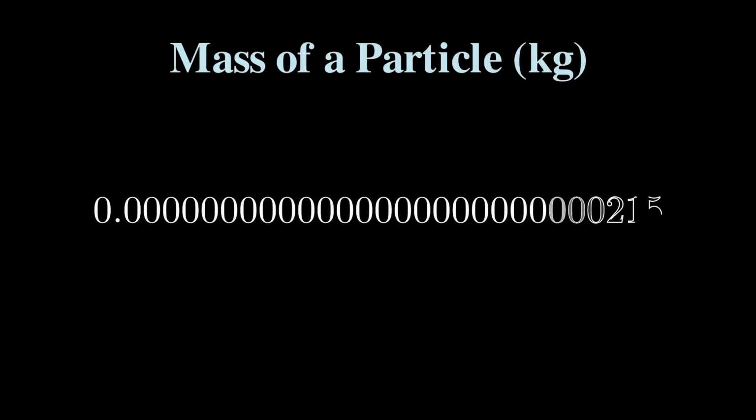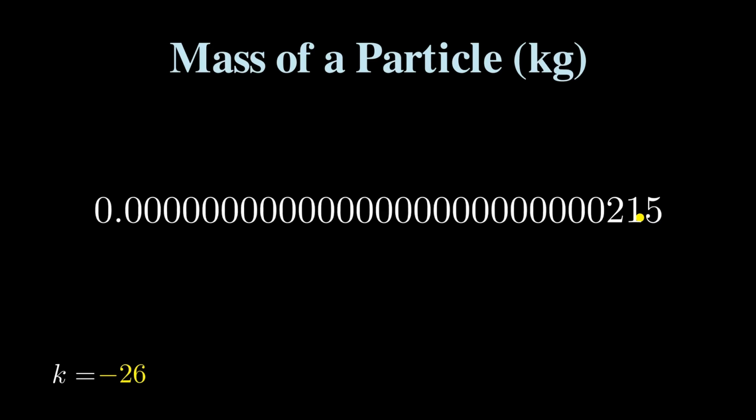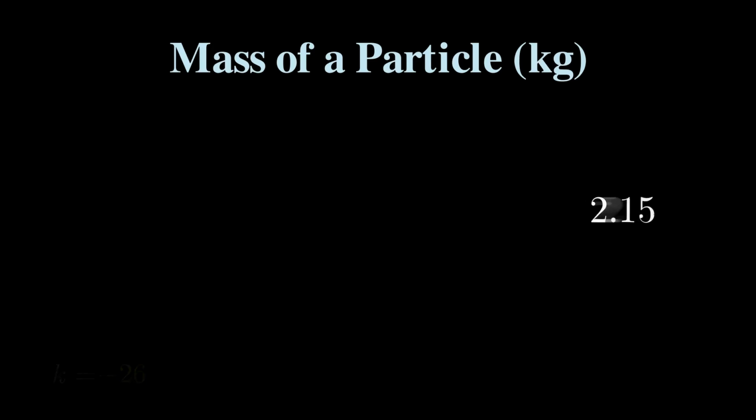Now for the tiny particle, we have 0 point, a lot of zeros, 215. This time the number is smaller than 1, so we move the decimal point to the right. Again, we want to place it just after the first non-zero digit, which is the 2. Let's count the jumps to the right. 1, 2, 3, and we find it moves 26 places. Because we move to the right to make the number bigger, our exponent k must be negative 26. This gives us the final form 2.15 times 10 to the power of negative 26.